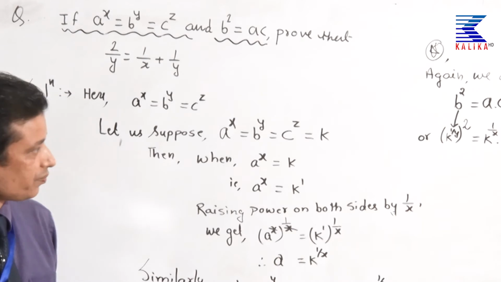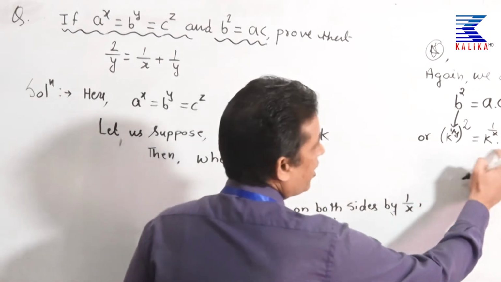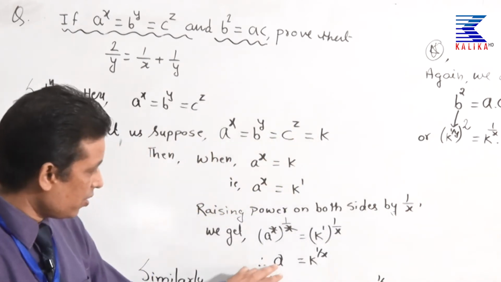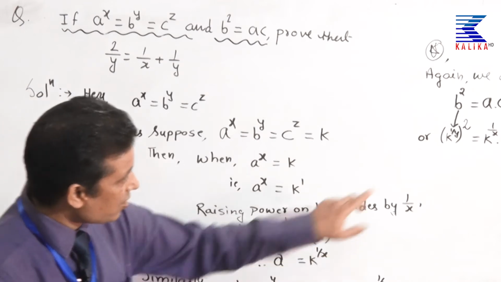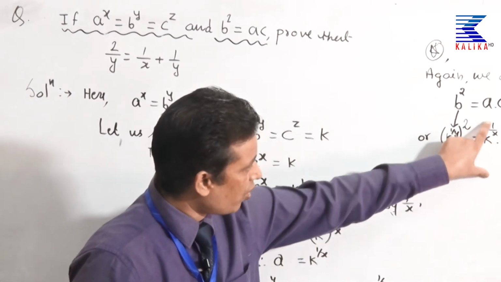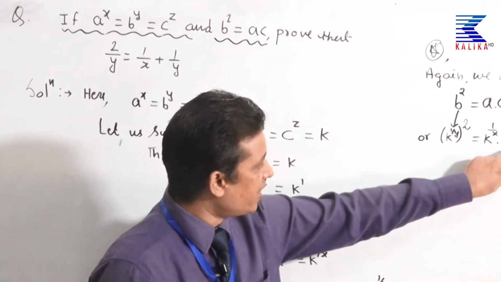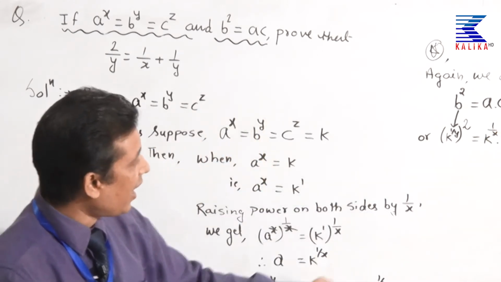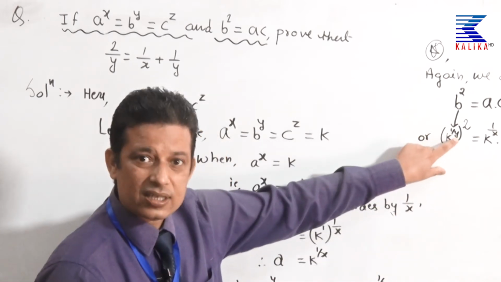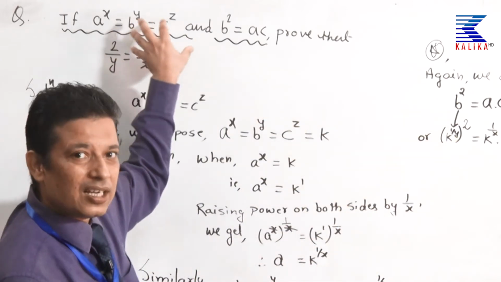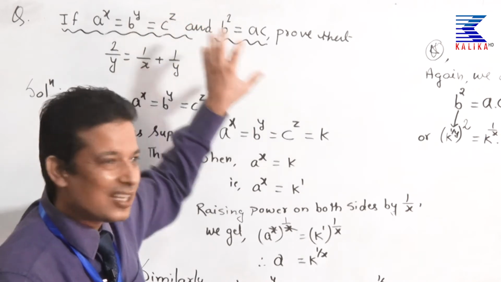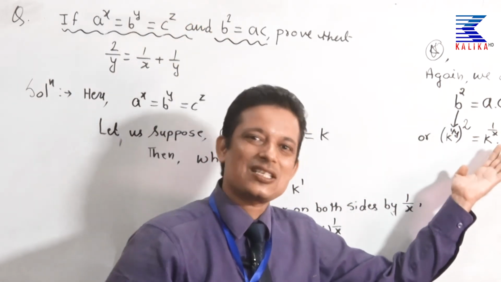Okay. Look what I did here. I replaced these values. At the place of a I wrote k^(1/x), at the place of c I wrote k^(1/z), at the place of b I wrote k^(1/y). So, from the first condition we got the value of a, b, c, and in the second condition we just replaced those values.